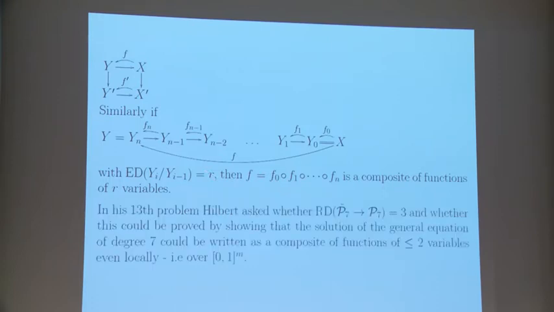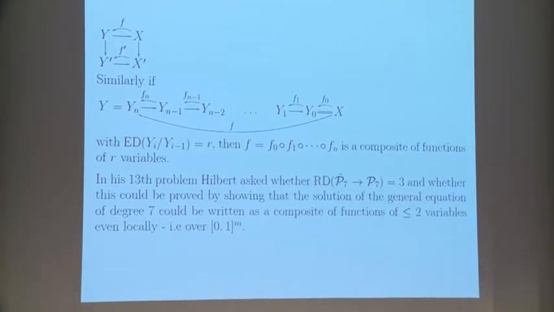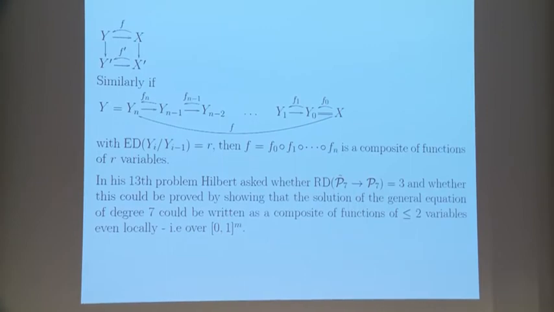Okay. And so what Hilbert actually asked about in the 13th problem, he wrote about this question in other places. So this thing about, I think, algebraic solutions is what he was interested in. But what he wrote in the 13th problem, he asked whether this was equal to 3, and in particular, he asked whether you could just show this in a naive way, namely, whether if you have this general equation of degree 7, and you have a solution, it could be written as a composite of functions of less than or equal to 2 variables, even locally, even at the level of continuous functions.